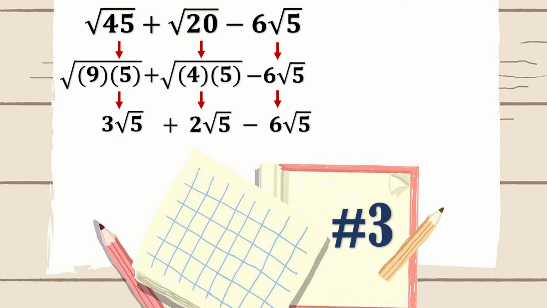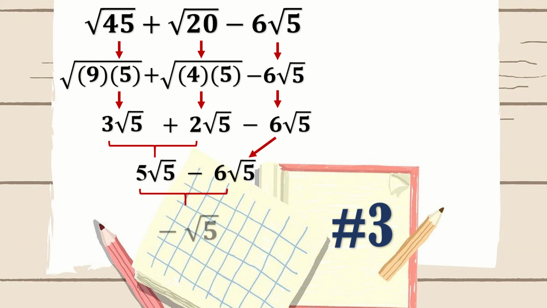Since you will see that they have the same radicand, which is 5, we can combine them all. 3 plus 2, that is 5. Then copy their common radicand, which is 5. And then minus 6 square root of 5. Combine it. 5 minus 6, that will be negative 1. So, the final answer will be negative square root of 5.